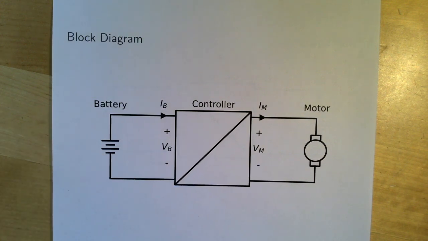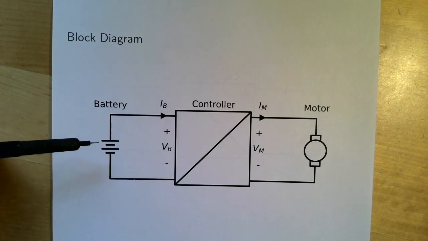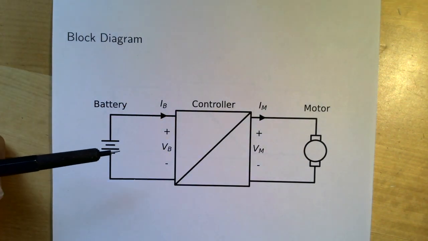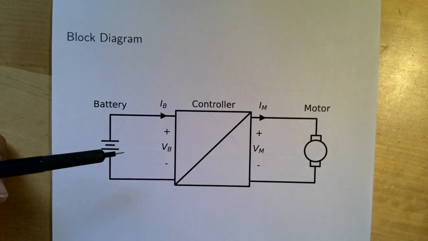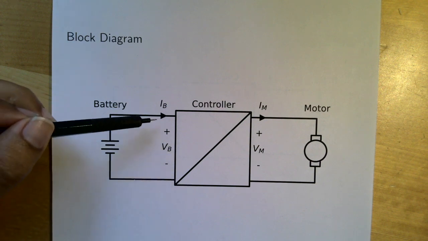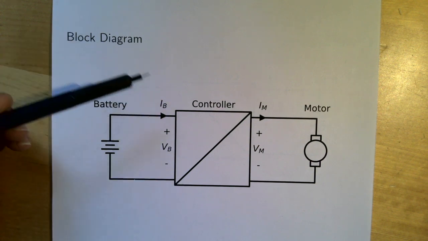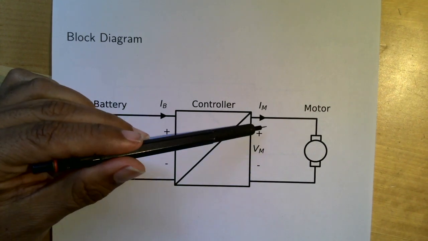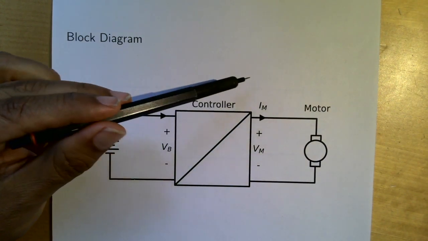To understand the relationship between the battery current and the motor current, we also need to understand the controller. In our very simplified but still useful model, we can think of the controller as an ideal power converter where the input power equals the output power. The battery supplies power to the controller at a voltage VB and a current IB. The controller supplies an equal amount of electrical power to the motor at a voltage VM and a current IM.